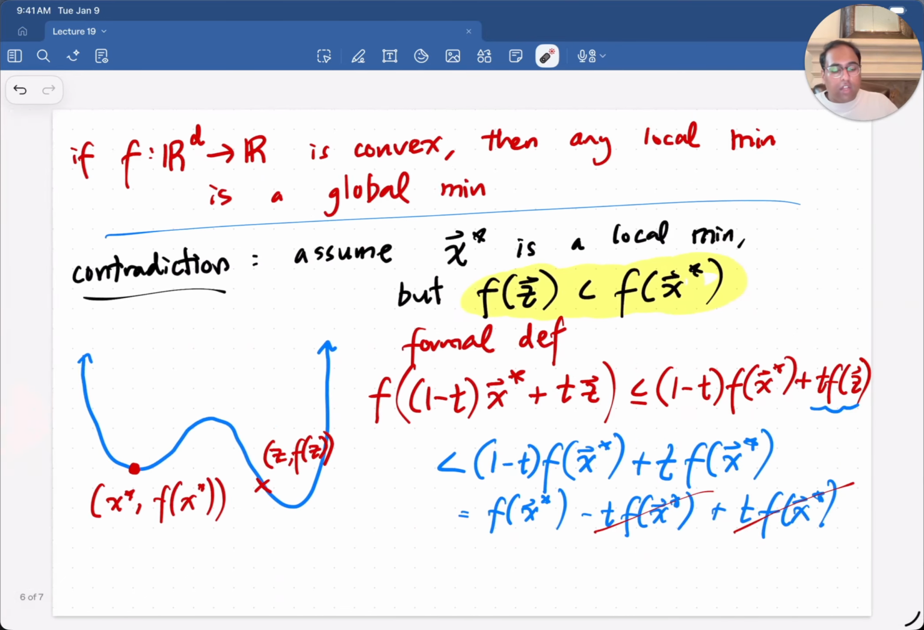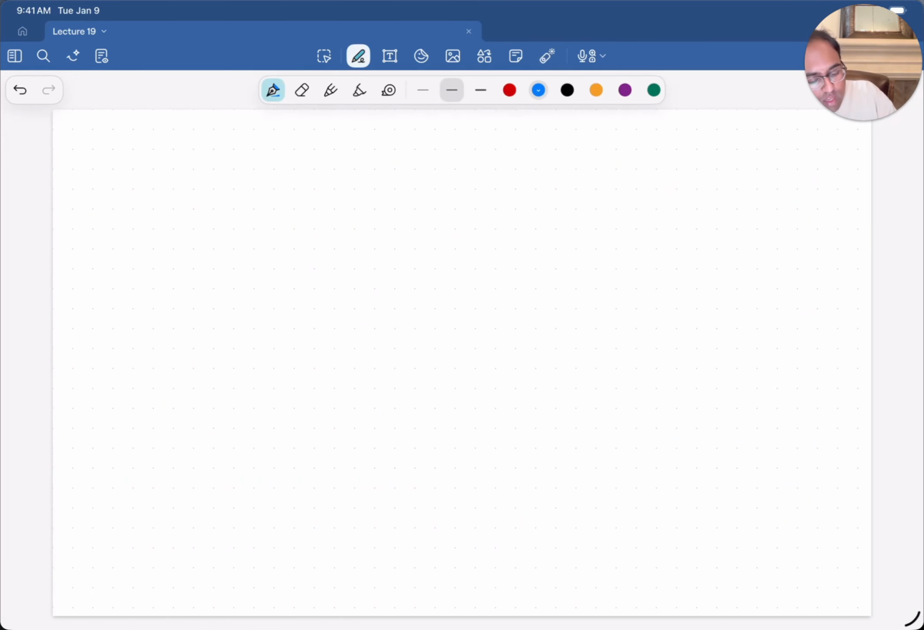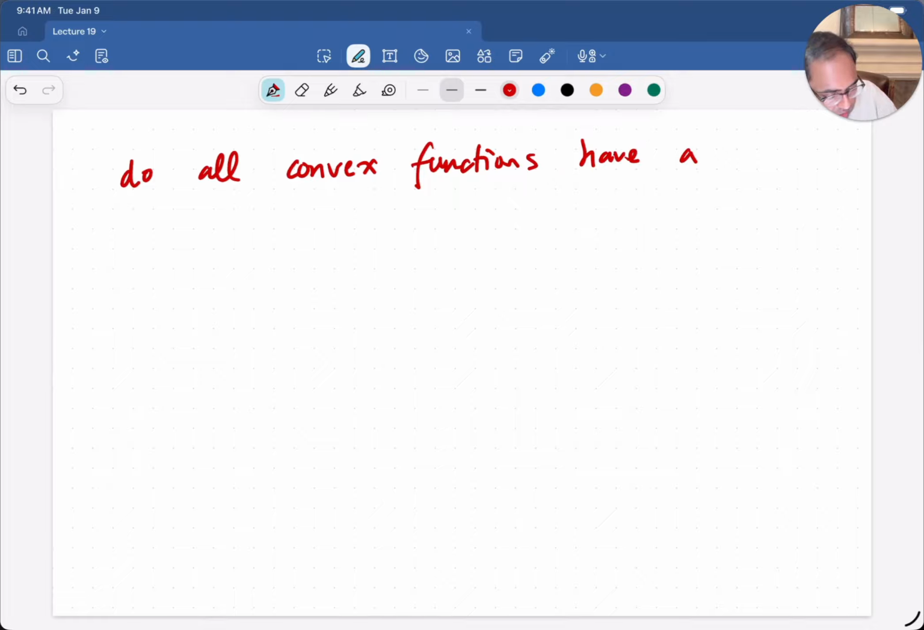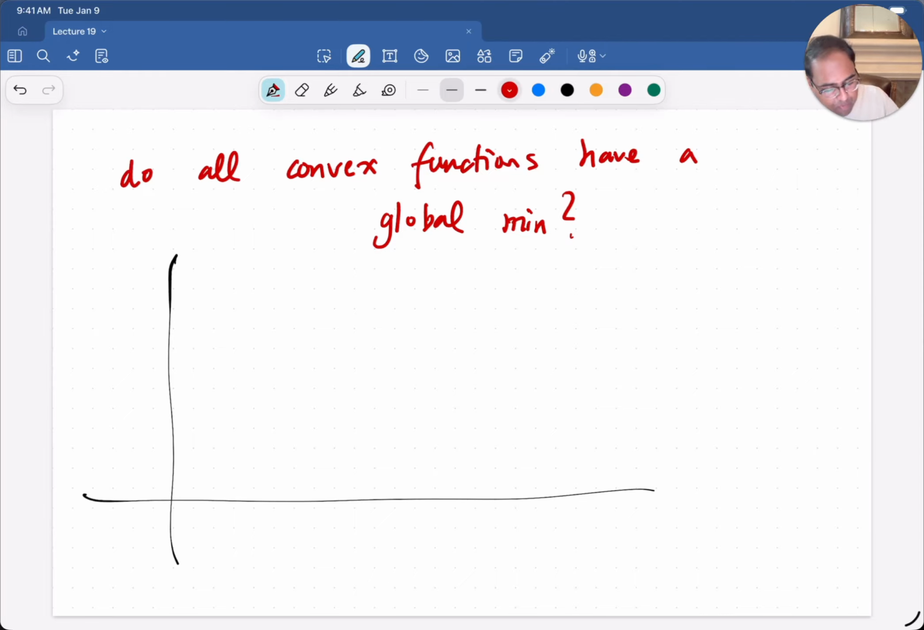Now here's another question. Not a proof, but a question. Do all convex functions have a global minimum? Think about it for a second. You can pause the video if you would like. The answer is no.